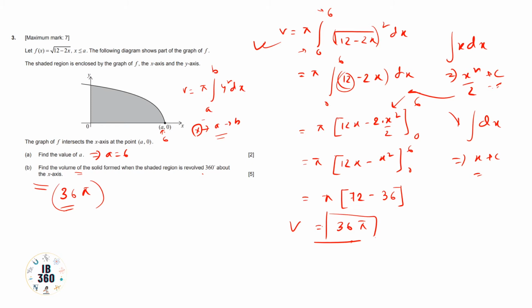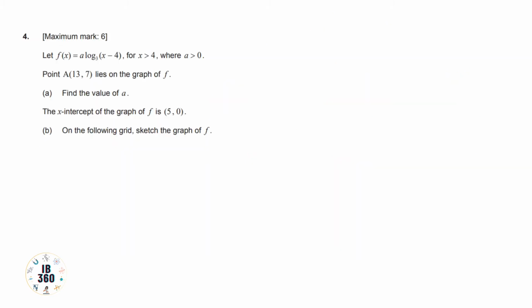Okay, so now we will move towards the fourth question. The fourth question is also a very interesting question. f(x) equals a log of 3x minus 4 for x greater than 4, where a is greater than 0. Point A (13, 7) lies on the graph of f.